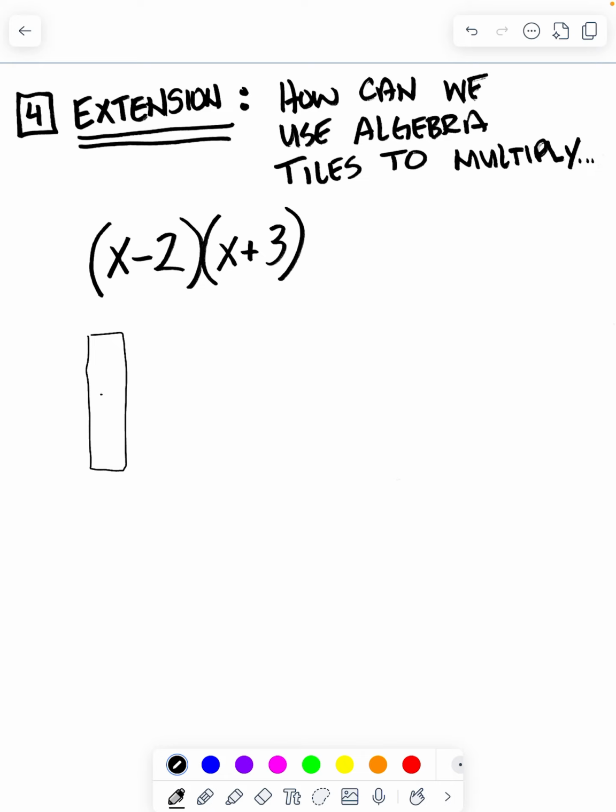So we have a positive x, and I'll keep that normal colored because it's positive. Now we have a negative 2. So we're going to have 2 1 blocks for the 2, but they're negative. So I'm going to fill them in to make them negative. Okay, so this is our x minus 2 on this side.